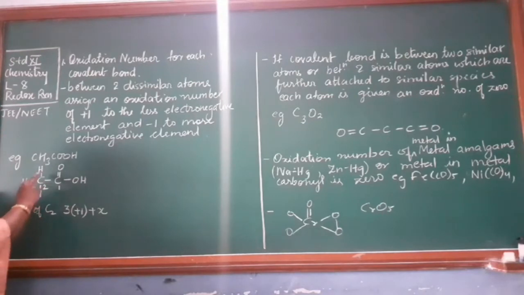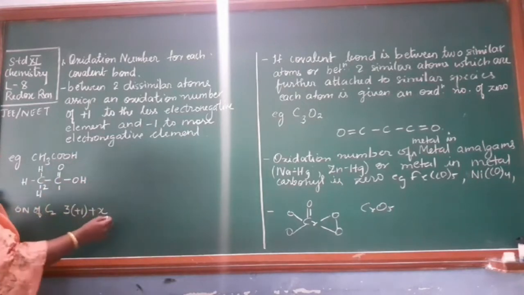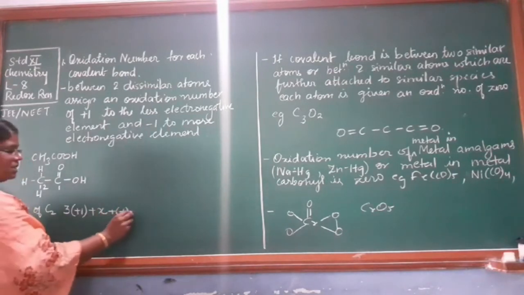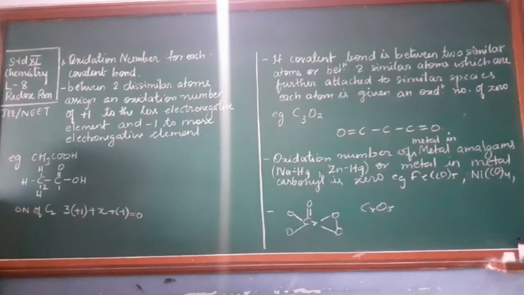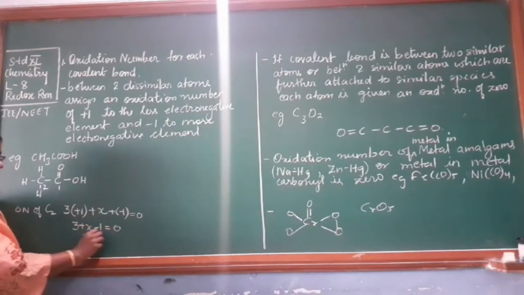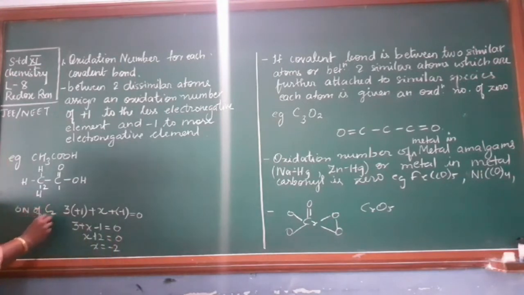Out of the 4, 3 are with hydrogen, so I will give 3 into +1 and 1 group is COOH. It is more electronegative, so I will take it as -1 and it is a neutral compound, so it will be equal to 0. Okay, so what do I have? 3 plus X minus 1 equal to 0, so that is X plus 2 equal to 0, that is X is equal to -2. So oxidation number of C2 is coming out as -2.